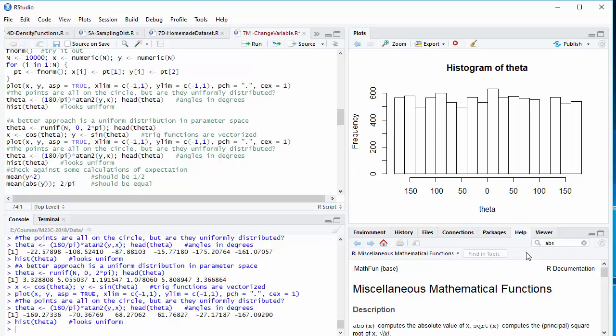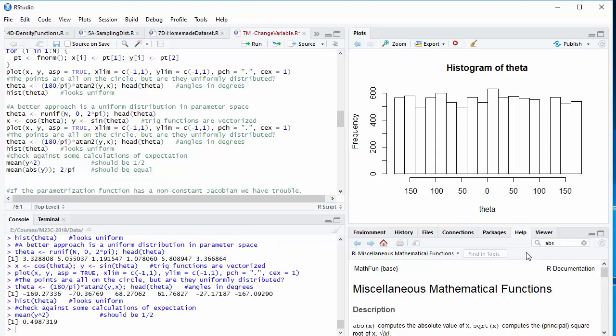We can do better because these are standard calculations. If you have points on the unit circle that are uniformly distributed, the expectation of the quantity y squared, which is also the variance of y, should be 1/2, and sure enough, it is.